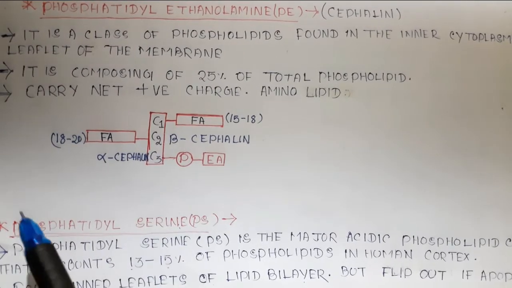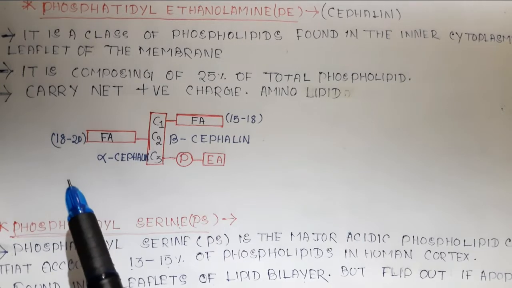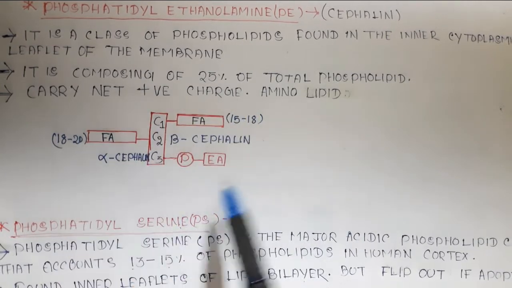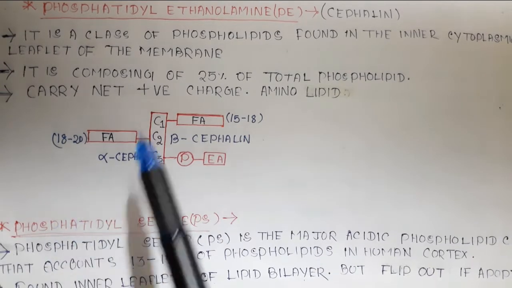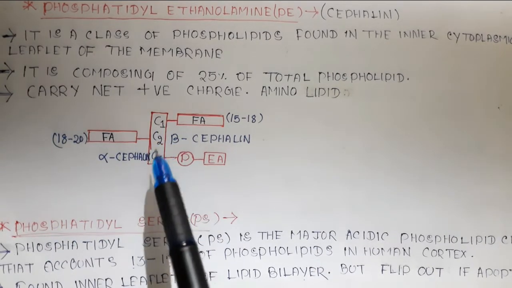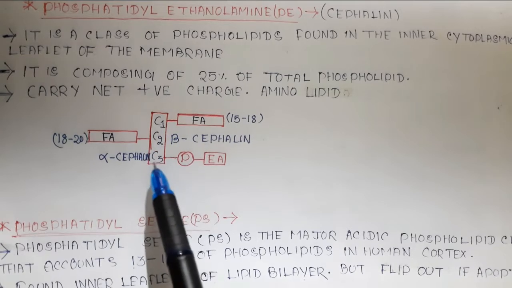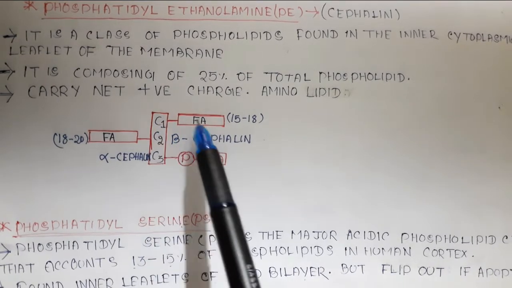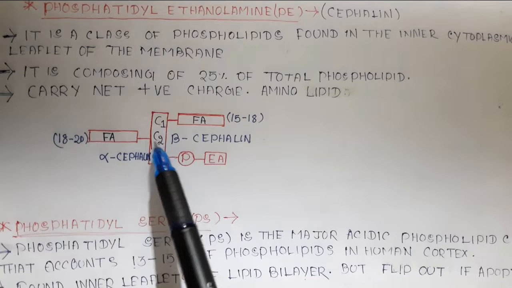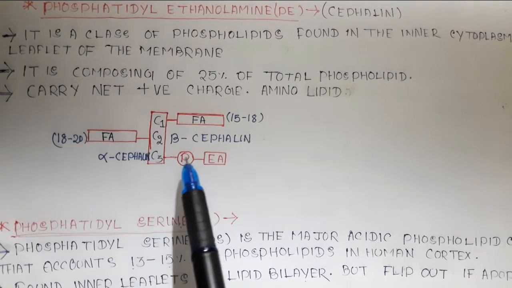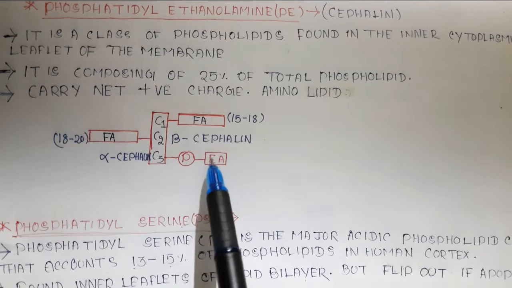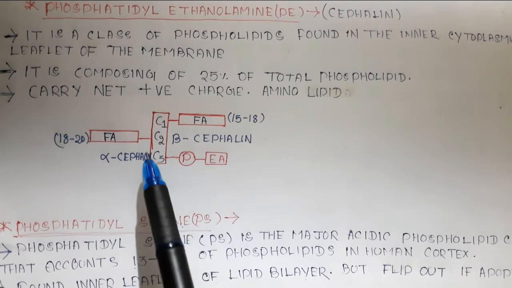If we see the phosphatidyl ethanolamine structure, you can find a structure like this. There you can see there are three carbons: carbon number 1, carbon number 2 and carbon number 3. Carbon number 1 binds with a fatty acid and carbon number 2 binds with another fatty acid, and carbon number 3 binds with the phosphate group, which in turn binds with the ethanolamine.